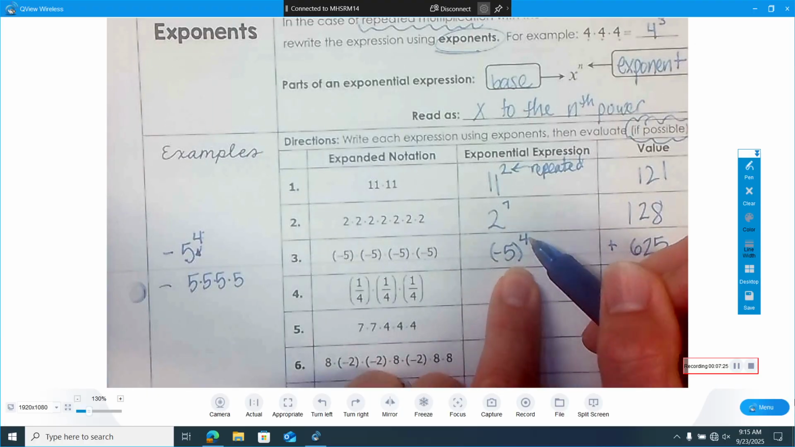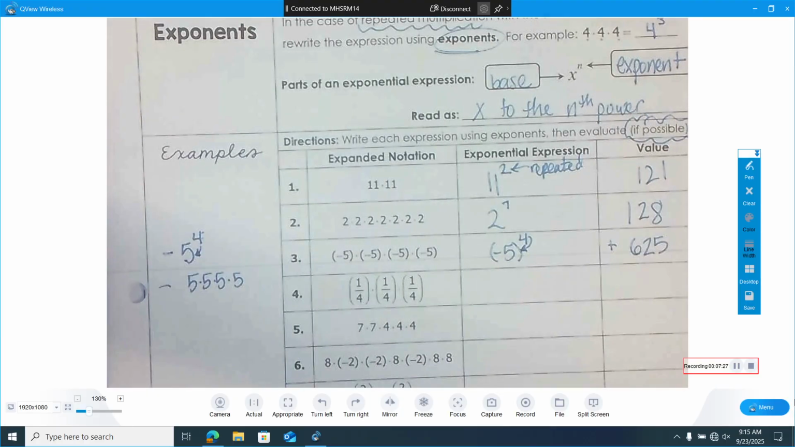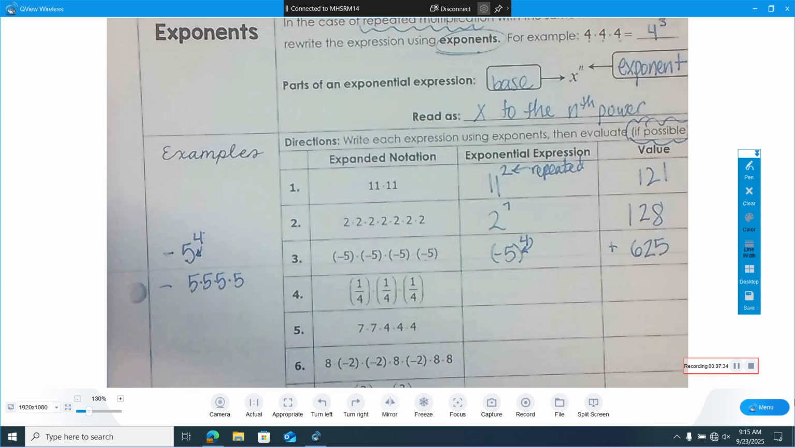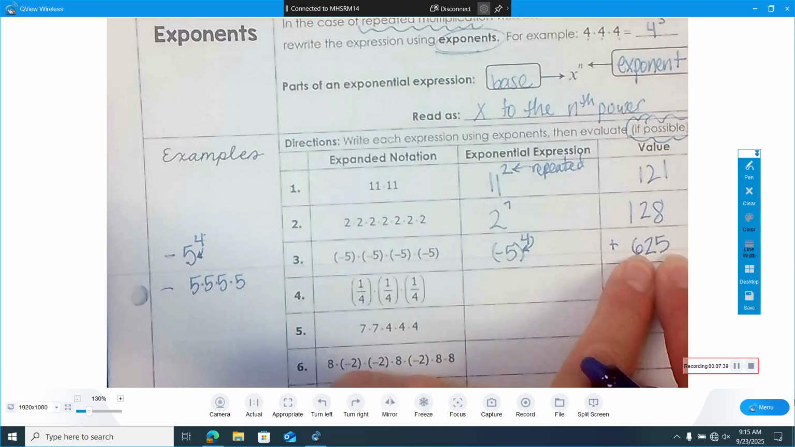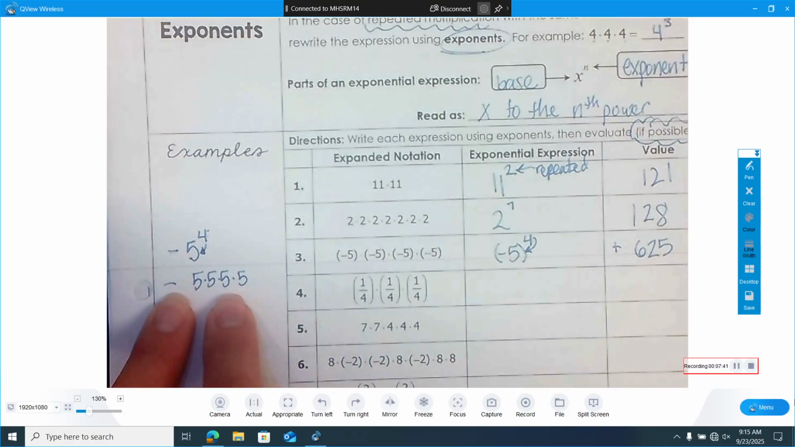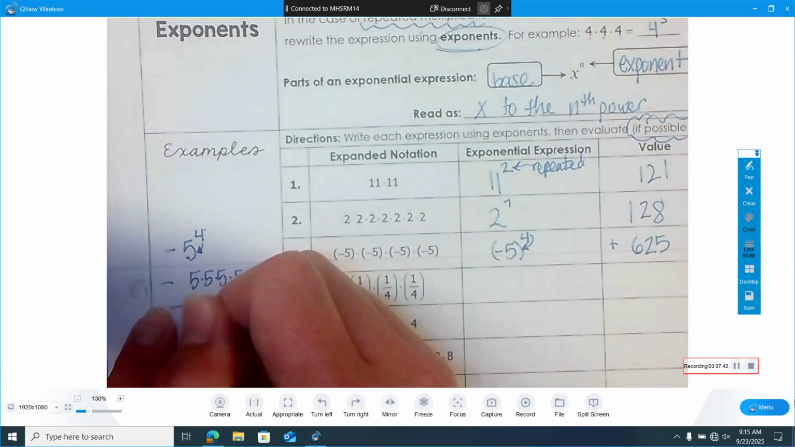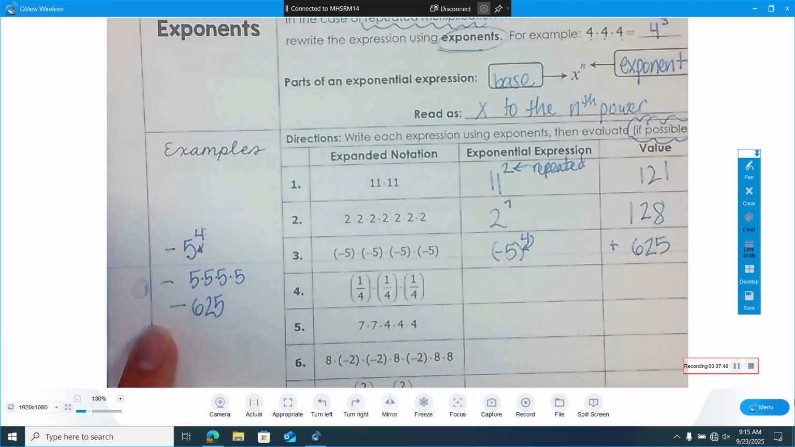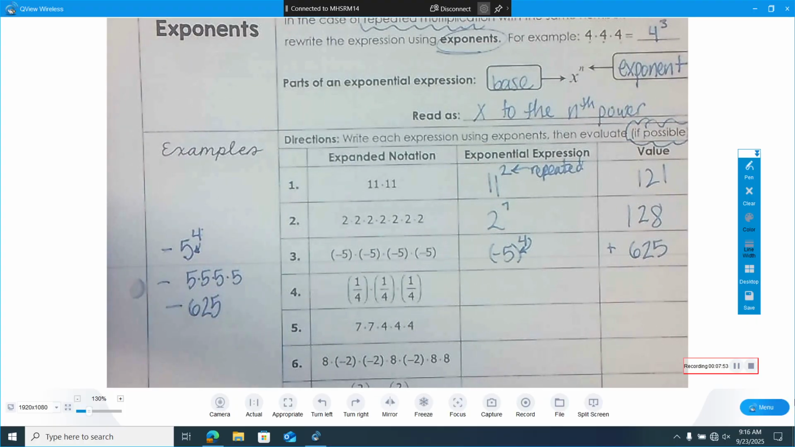Here, the 4 is touching the parentheses. It's closest to the parentheses, so it's saying repeat everything inside the parentheses 4 times. Do you see the difference? One answer gives us positive 625. What does this answer give us? Negative 625, because only the 5 is being repeated. If you understand this, all of math is so much easier. Does that make sense to you?